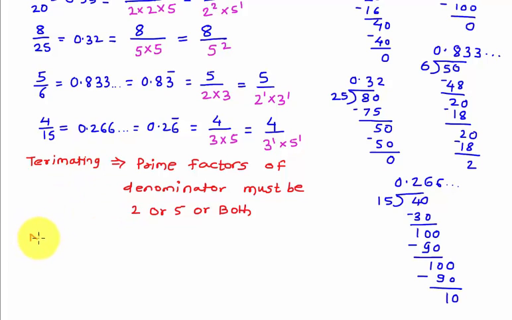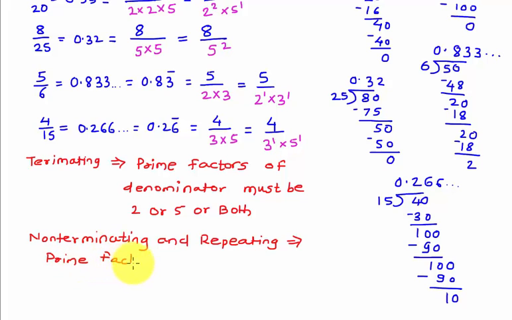Now for non-terminating and repeating decimal, the prime factors of the denominator contain factors other than 2 or 5. Now, this is how the definition of non-terminating and repeating decimal is there.